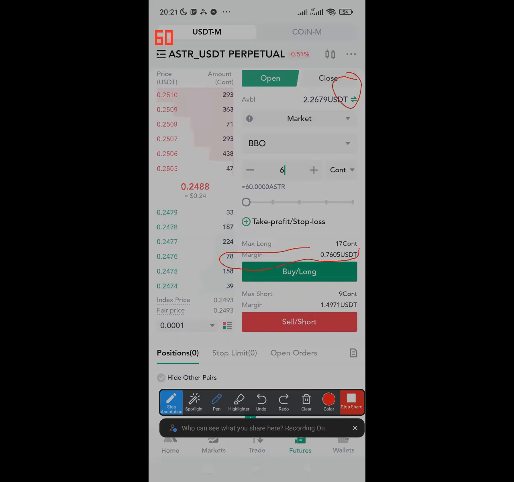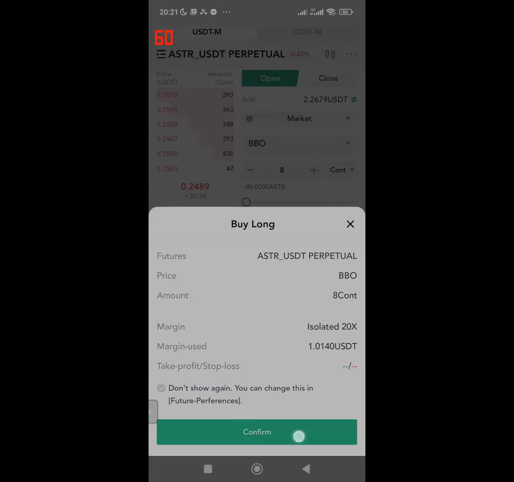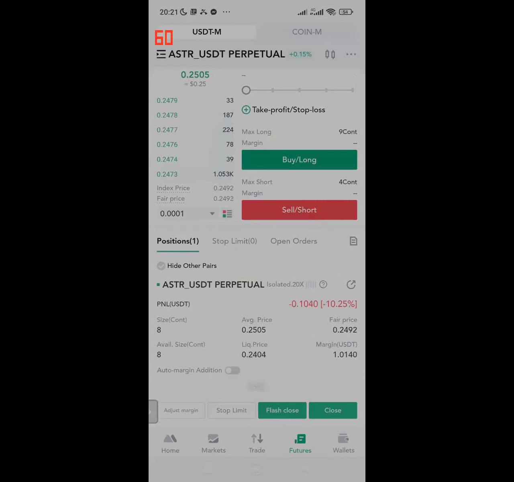All right. So let me keep selecting. Let me say I select 8. I see 8 is approximately $1. So I'll just click Buy. Confirm order, and you see the market order has executed immediately.